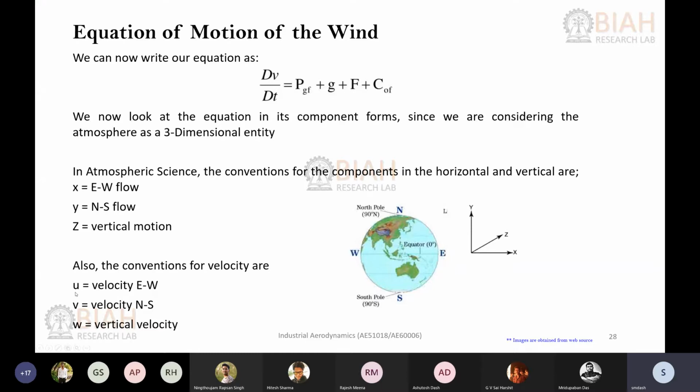So now U, V, and W are the corresponding velocities along the X, Y, and Z directions. X direction is your east and west, so that velocity will be U. V is along the north-south direction, and W is its vertical component, which is perpendicular to the screen.